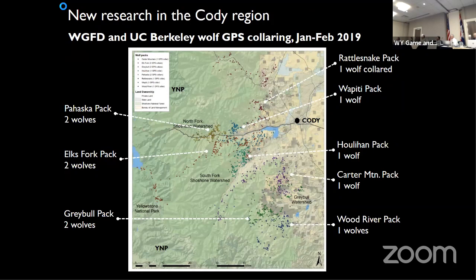Some collaring that we got off the ground, again with huge assistance, really driven by Game and Fish, Flynn Mills and others in the large carnivore section this winter. Really great collaring success. I think 11 satellite collars and 8 packs, including most of the sort of historically depredating packs of interest to us.